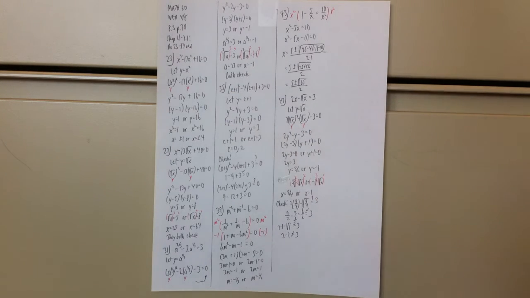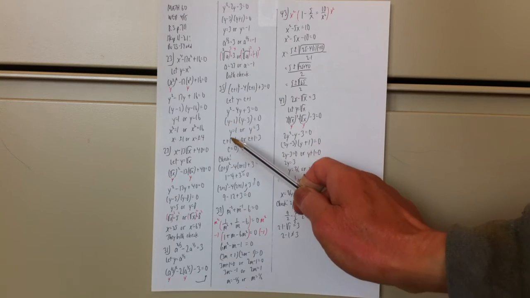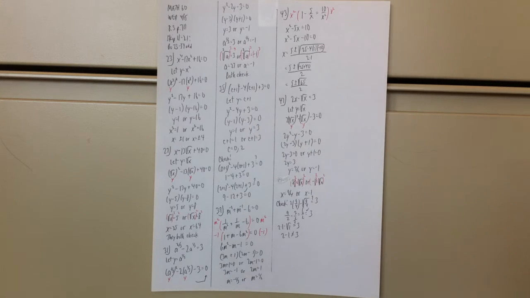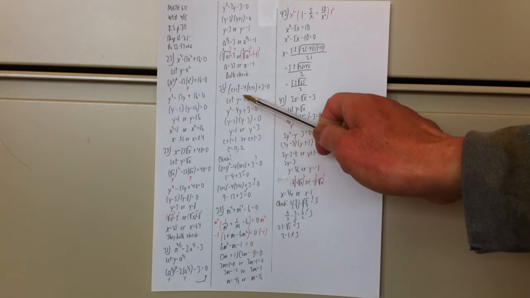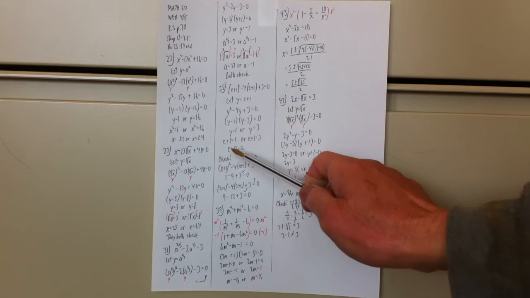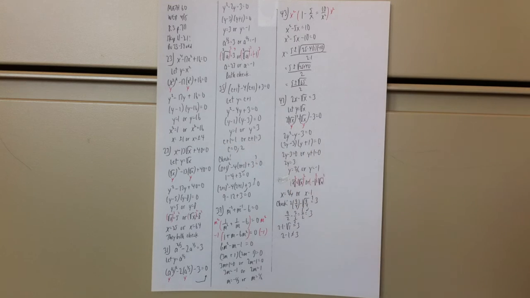This factors into y minus 1, y minus 3 equals 0, which means either y minus 1 equals 0, or y equals 1, or y minus 3 equals 0, which means y is equal to 3. That's y, but remember y is c plus 1, so replace y with c plus 1, so c plus 1 equals 1, or c plus 1 equals 3, and that gives me c is equal to 0 or 2.